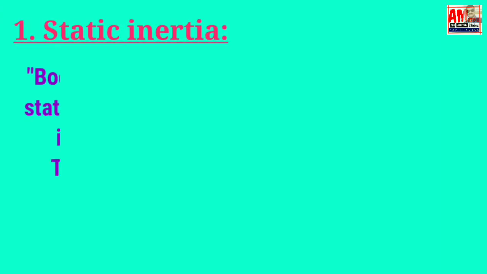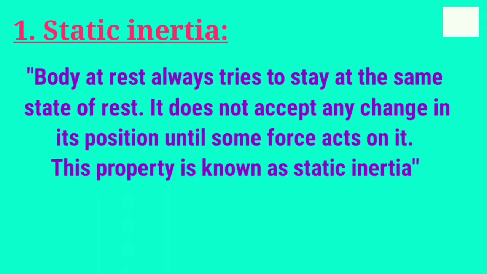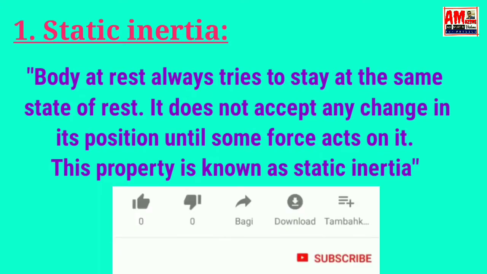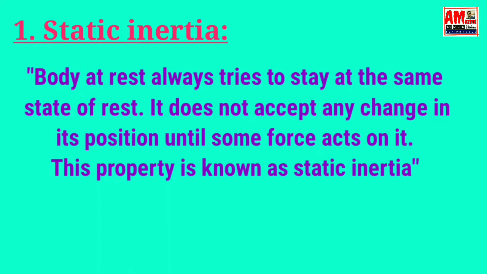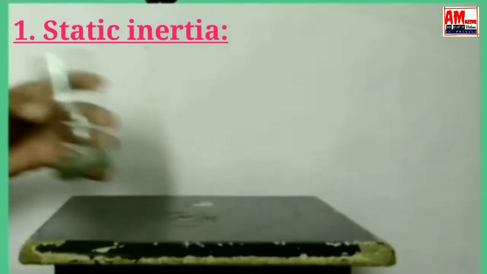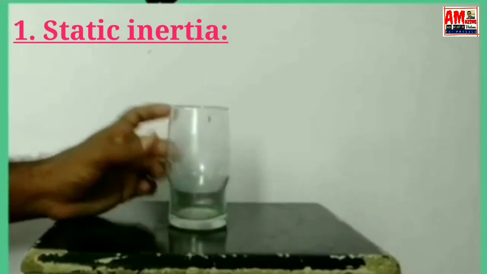Let us understand static inertia. A body at rest always tries to stay in the same state of rest. It does not accept any change in its position until some force acts on it. This property is known as static inertia. Simply, we can say the tendency of a body to remain in its position of rest is known as static inertia.